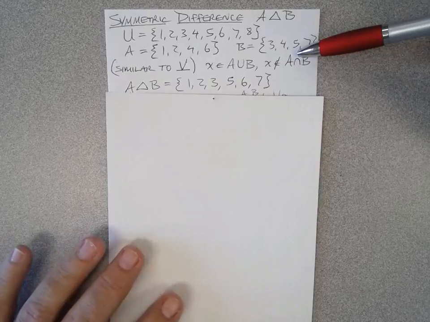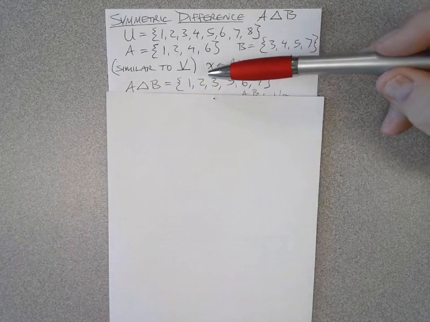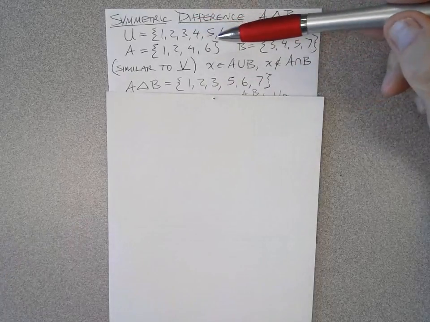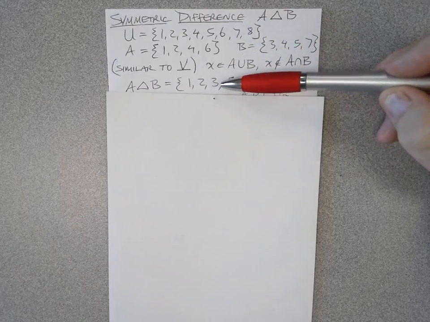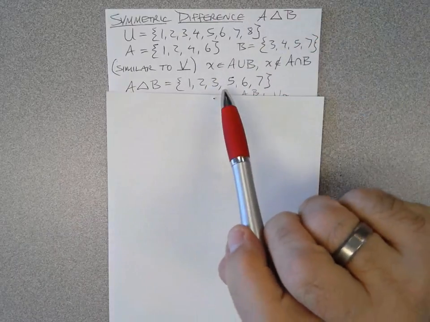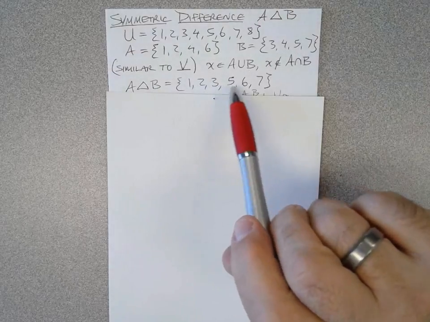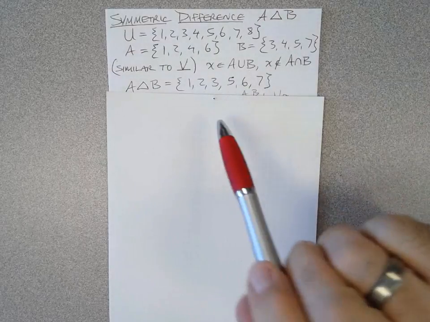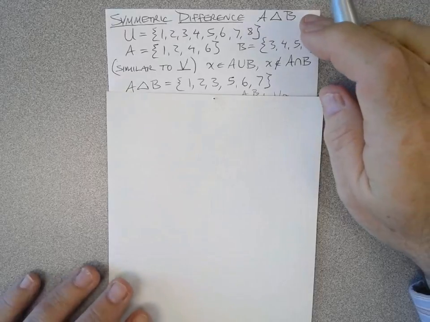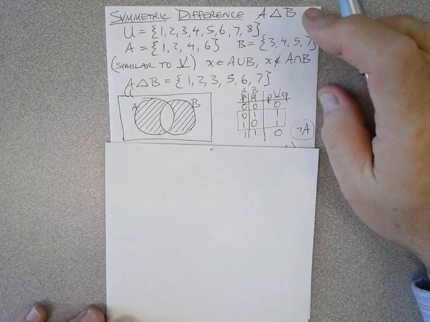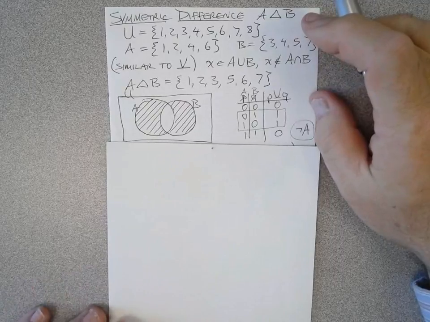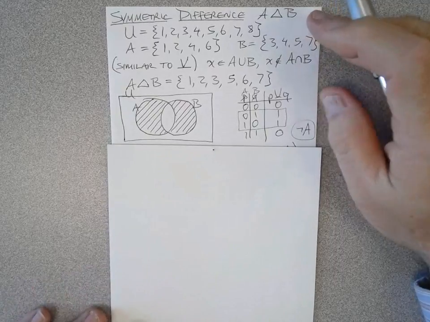So in this case, if you remember, the union was 1, 2, 3, 4, 5, 6, 7, but now the symmetric difference does not include 4, because 4 is in the intersection. So it's the union without the intersection. Now your book will talk about this in a little more detail, but I think this is going to give you a pretty good overview.